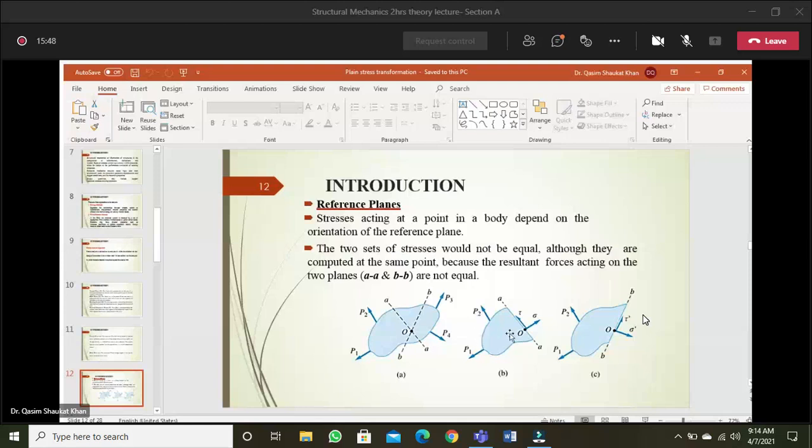So it means that normal stresses and shear stresses are dependent on the orientation of the reference plane. In other words, the normal stresses and shear stresses are dependent on theta, the orientation of the element. Fine, is this point clear, guys?